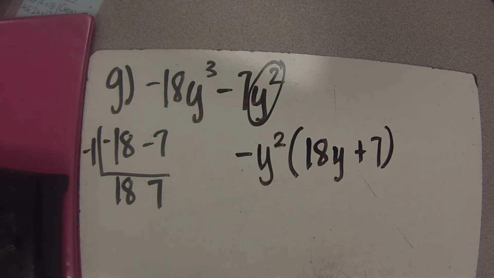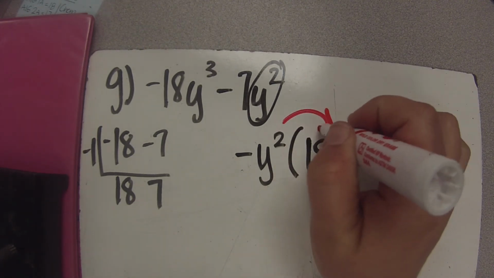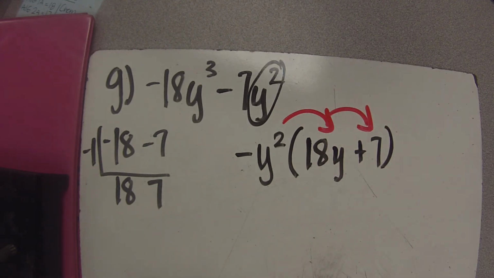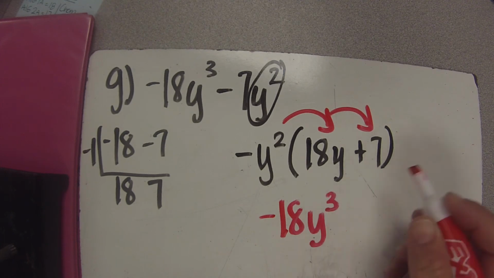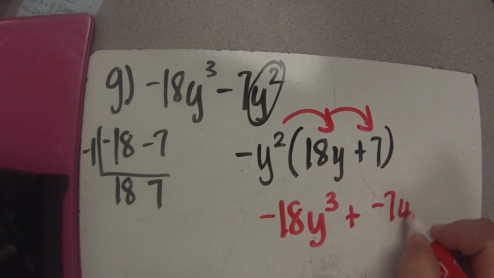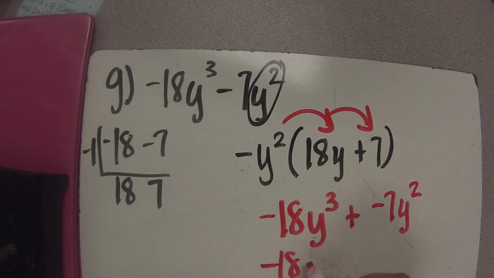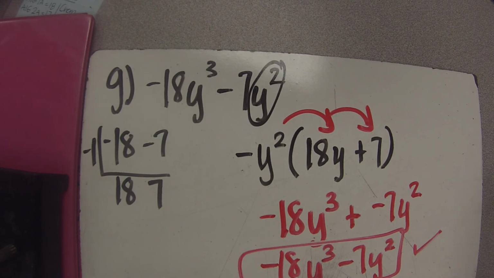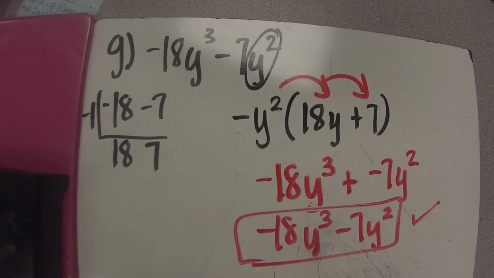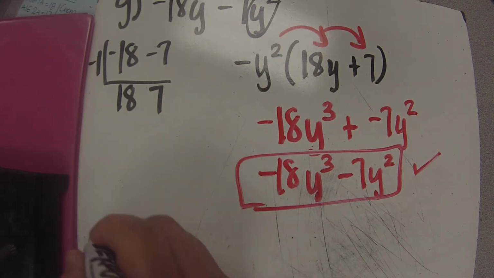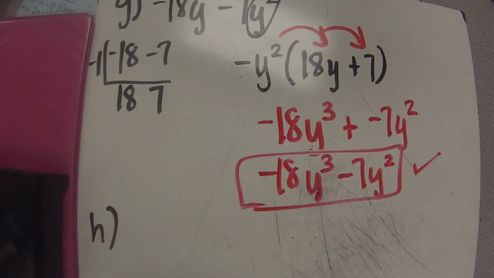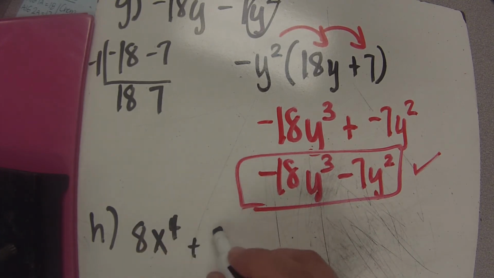And you always want to double check this. If I redistribute this term to both terms inside the parentheses, what I will get is negative 18y cubed plus negative 7y squared, or negative 18y cubed minus 7y squared. This was my original question. Okay. Last one on this page is H, and please feel free at any point, you can stop or rewind if you need to. Look at things a little slower.